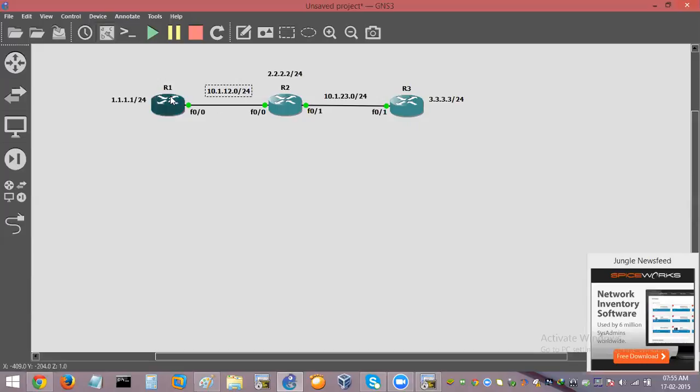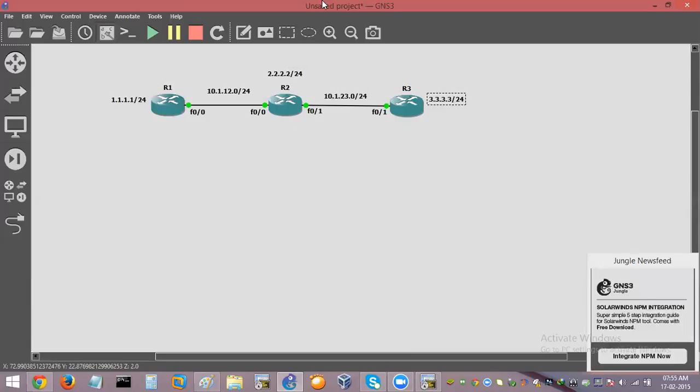Now we need to tell R1 the path to reach the 2.2.2.2 network, 10.1.23.0 and 3.3.3.3. So three networks are there that R1 should know in case you want to provide complete reachability in this network. R2 already knows about 1, 2, 3. R2 should know about 1.1.1.1 and 3.3.3.3. R3 should know about 2.2.2.2, 10.1.12.0 and 1.1.1.1. Every router should know about all the networks which are not directly connected if you want to have complete reachability in this topology.